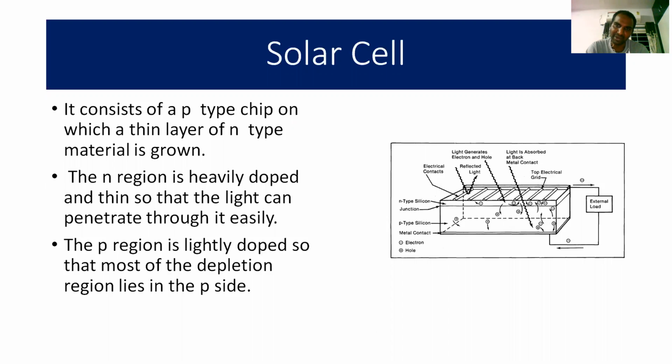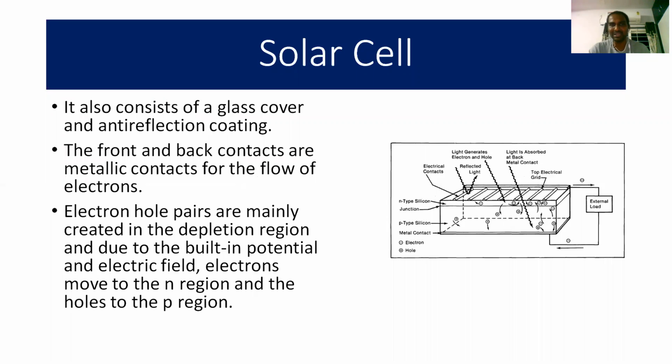Therefore, once sunlight enters the N-type silicon layer, it passes through easily and can cover the entire range. The P region is lightly doped, so that most of the depletion region lies towards the P side. At the bottom we have the P-type silicon, which is lightly doped. Therefore, most of the depletion region lies towards the P side. It also consists of a glass cover and anti-reflecting coating. The front and back contacts are metallic contacts. You can see the metallic contacts at the bottom and at the top, for the flow of electrons.